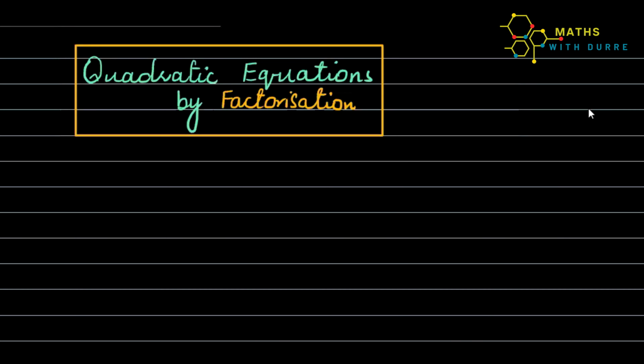How can we solve any quadratic equation by using the factorization method? So let's start with the help of an example. The example says 6x squared minus 11x plus 4 equals 0.